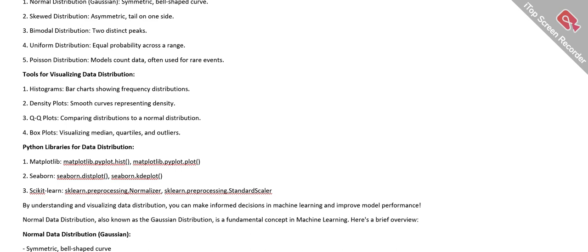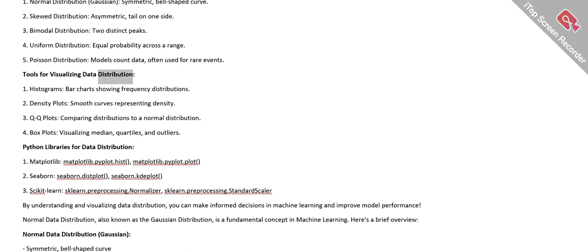Common data distributions. 1. Normal distribution, Gaussian: symmetric, bell-shaped curve. 2. Skewed distribution: asymmetric, tail on one side. 3. Bimodal distribution: 2 distinct peaks. 4. Uniform distribution: equal probability across a range. 5. Poisson distribution: models count data, often used for rare events.